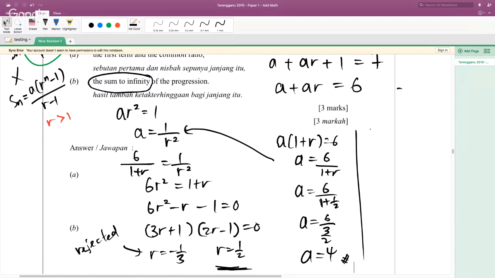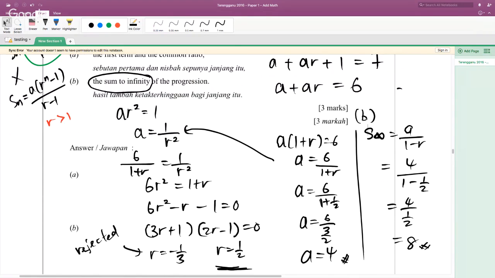All right, so after you got this, we do part B, sum of infinity. Sum of infinity equals A over 1 minus R. So I will say 4 over 1 minus half. So this is 4 over half. So it just equals 8. This is part B. I guess the second method actually is a lot easier.